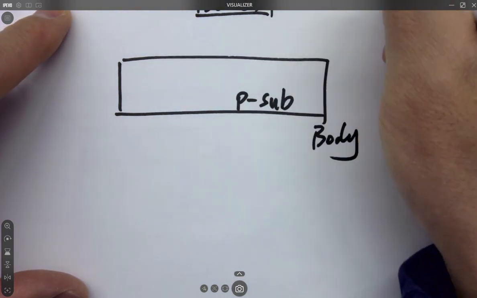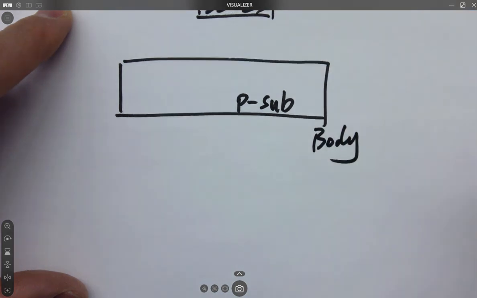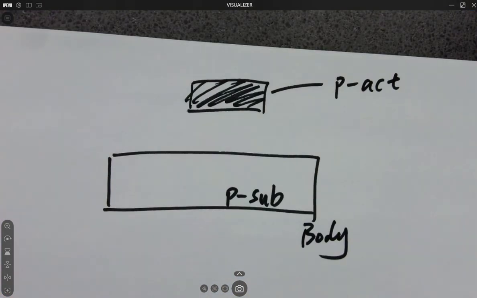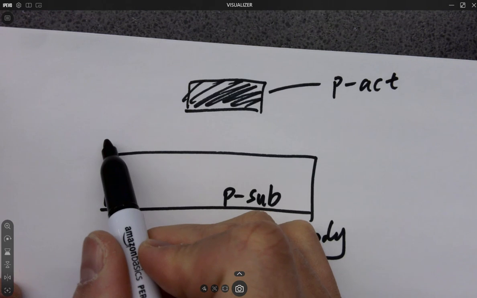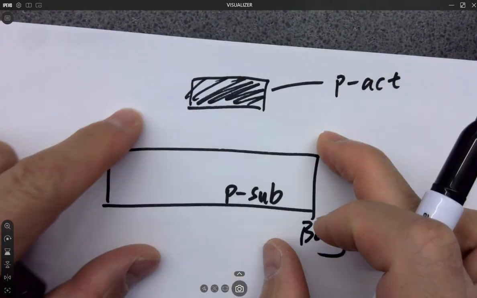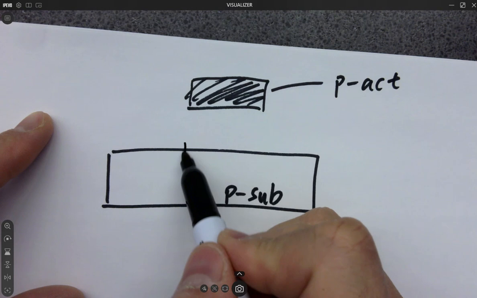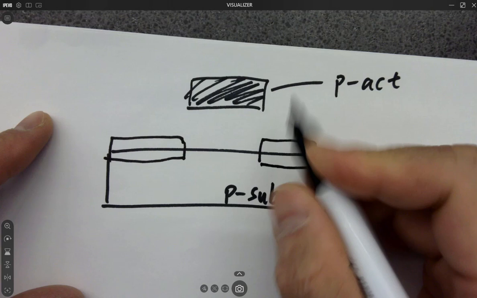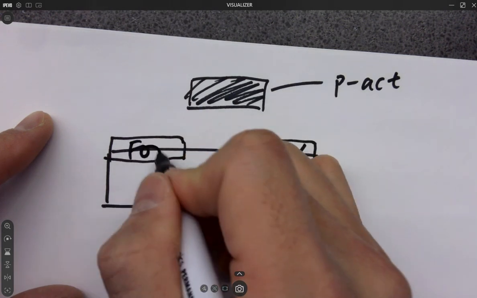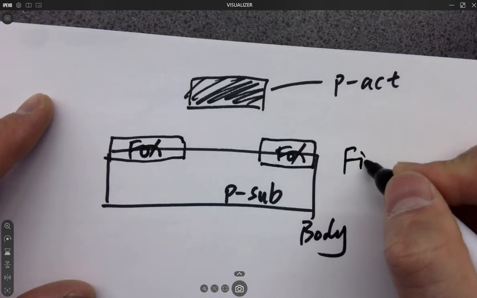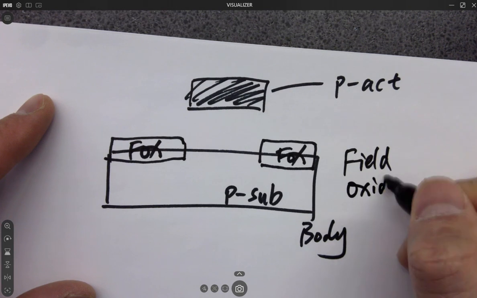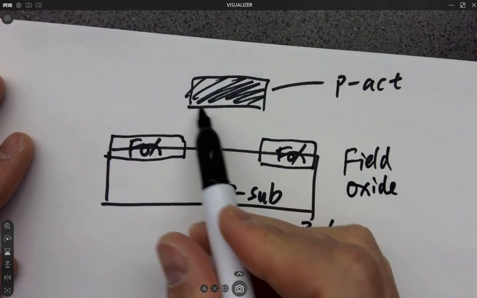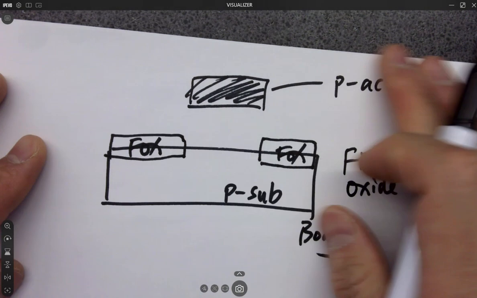I label this as P act, or P active, in Electric VLSI. This layer is a mask that is able to open up FOX on the P sub. Originally, you have homogeneous FOX on the top of the P sub, but this is going to open it up. So eventually, there will be an opening of FOX. What does FOX mean? Field oxide. It opens up FOX, then you remove the mask.